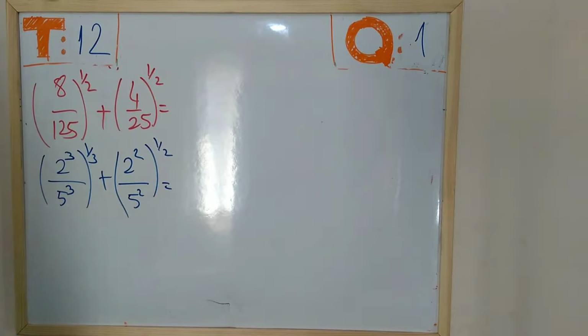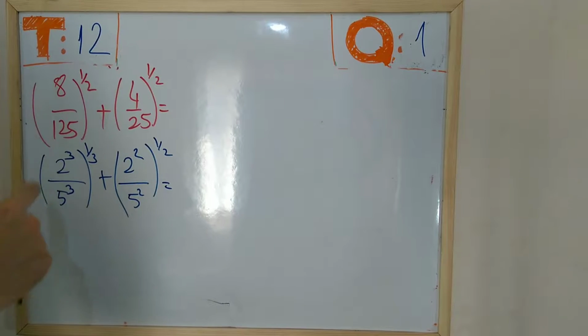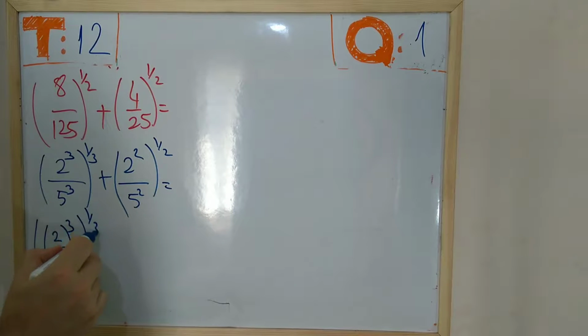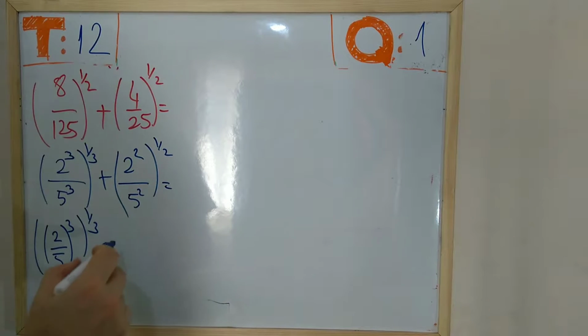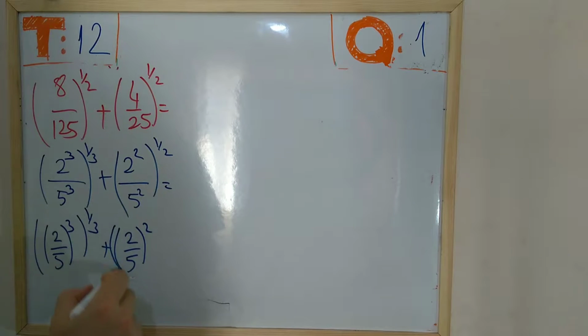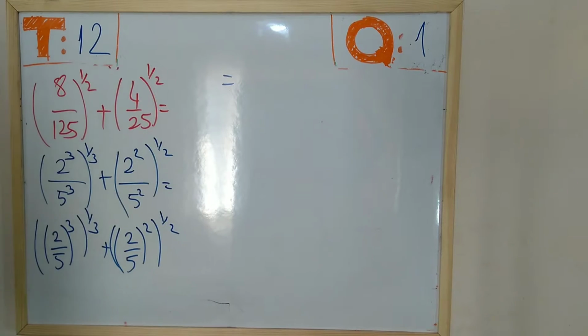So we turn this into, now we can take the entire numbers in parentheses like this, and we can say (2 over 5) to the power of 3, to the power of 1 over 3, plus, same thing here, (2 over 5) squared to the power of 1 over 2. In the next step, we can simplify.